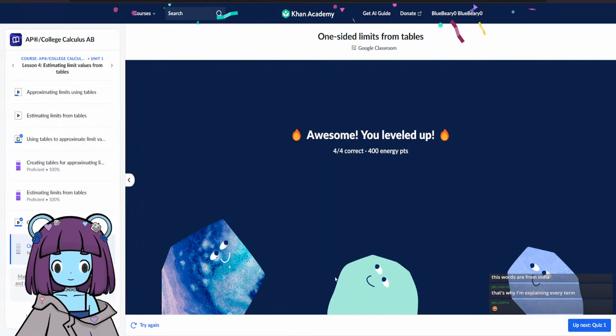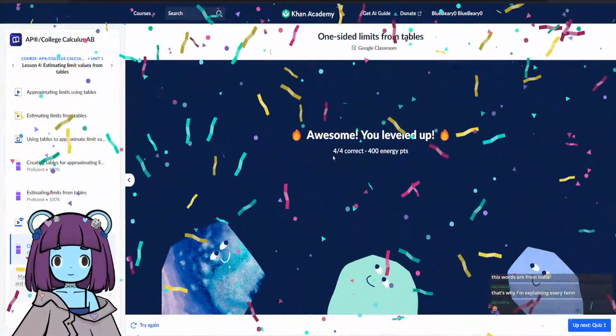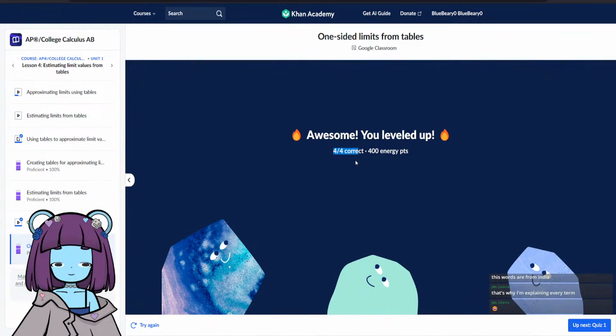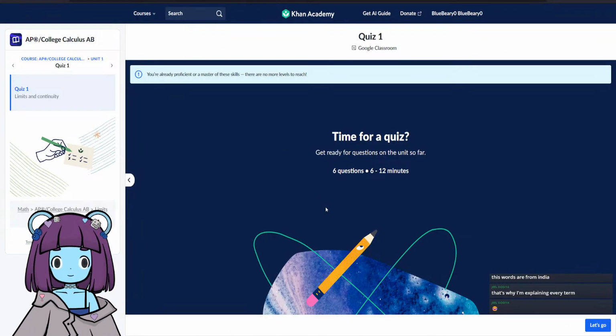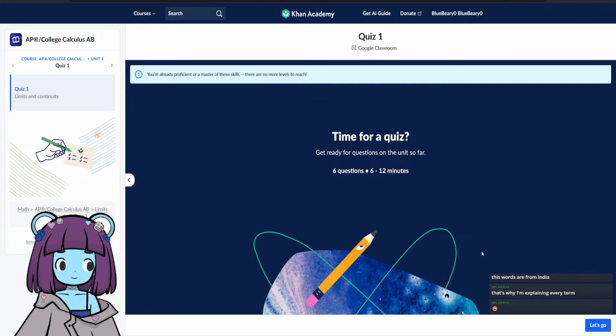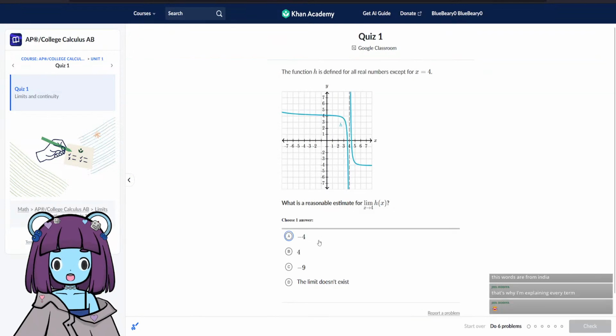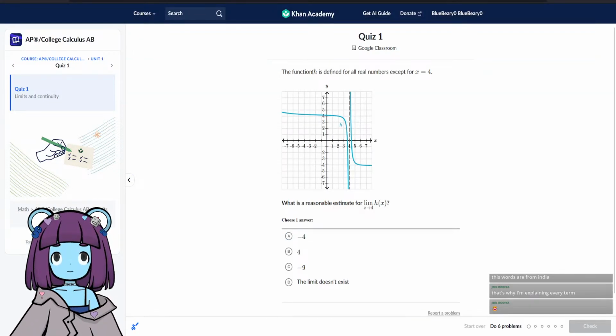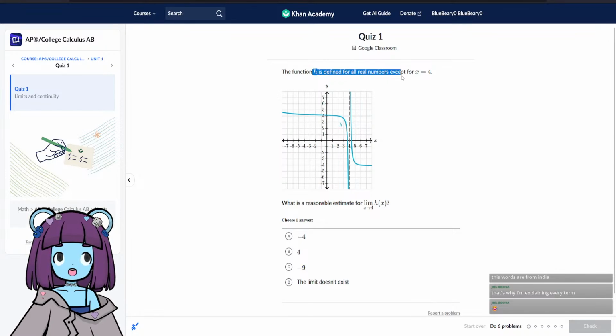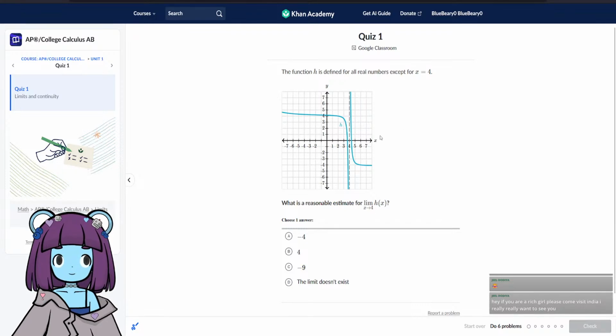Let's see. Yay! We got 4 out of 4. Hey, we have a quiz next. See if I can do the quiz. 6 questions. Am I ready for the quiz? Let's go. So for this, the function h is defined for all real numbers except for x is equal to 4.